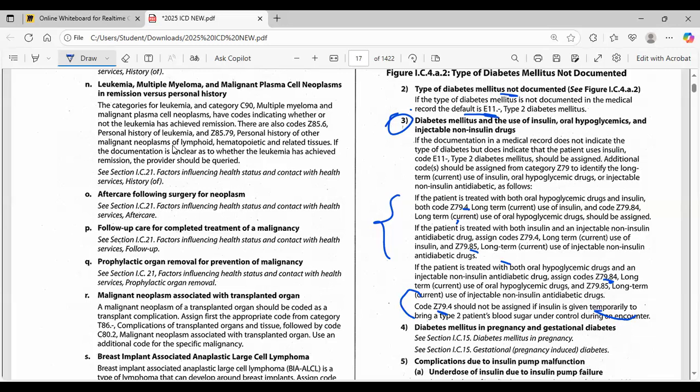So if the patient is using a drug for the long term, in that case, you are okay to use the Z79. But if the patient is getting a treatment on a temporary basis, or else the diabetes is managed with lifestyle, in that case, you don't need to use any Z79 code because the patient is not using a drug for the long term.